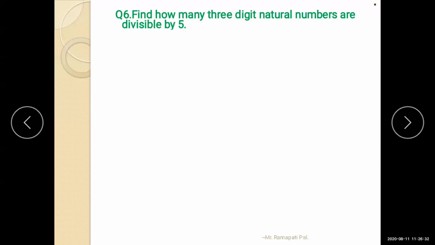I am seeing who is typing what. Many students are giving wrong answers. Khushi Shukla has written 995 is the biggest number. Okay, that is wrong. I have asked what is the biggest 3-digit number. Sanskriti has given the answer. Very good, Sanskriti.